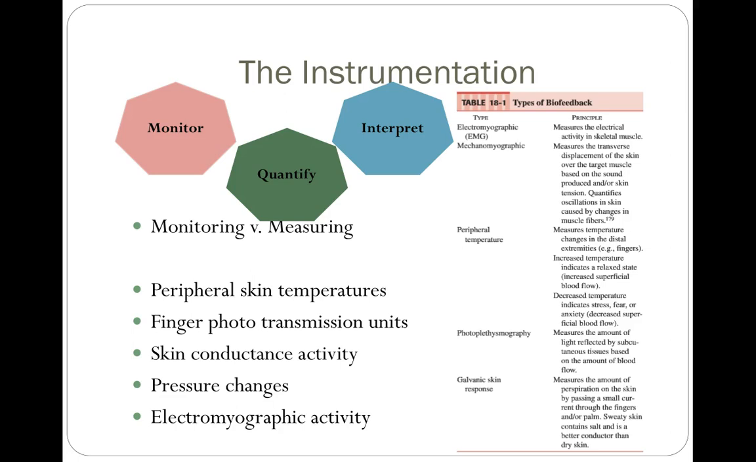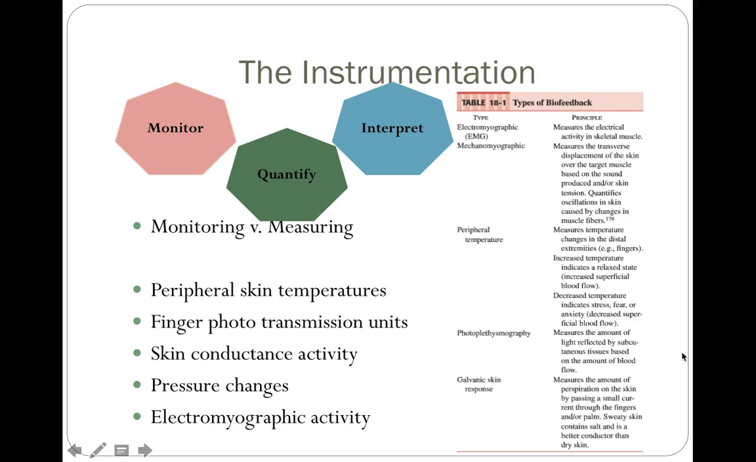Finger photo transmission units measure peripheral vasoconstriction. They put light through the fingertip, a lot like a pulse ox machine would, and it measures the amount of light and how long it takes that light to get to the other sensor. And so if blood vessels are dilated, less light is going to be able to get through than when they're constricted. And so vasodilation indicates work is happening, right? We've increased the dilation into that area, so work is taking place.